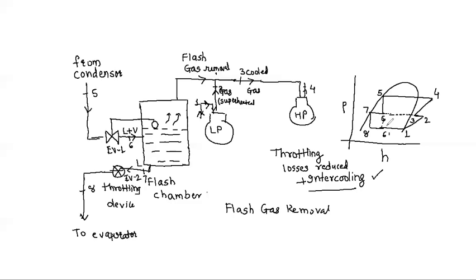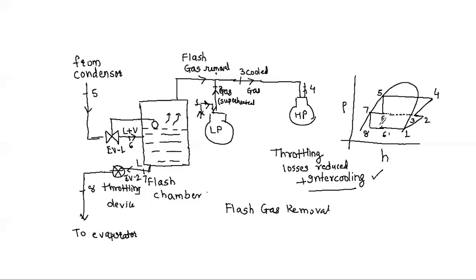As a result, you would be left with a very high quantity of flash gas. A high quantity of flash gas is a loss, because that flash gas does not participate in the evaporation process. It would require a higher size evaporator, or, if you use the same size evaporator, it will reduce the refrigerating effect, the capacity of the machine.